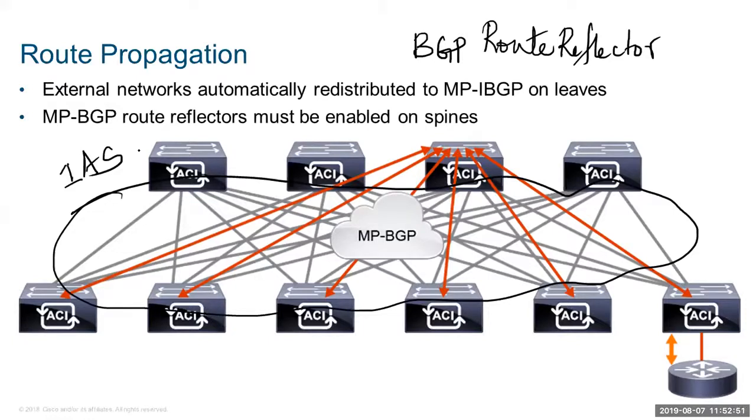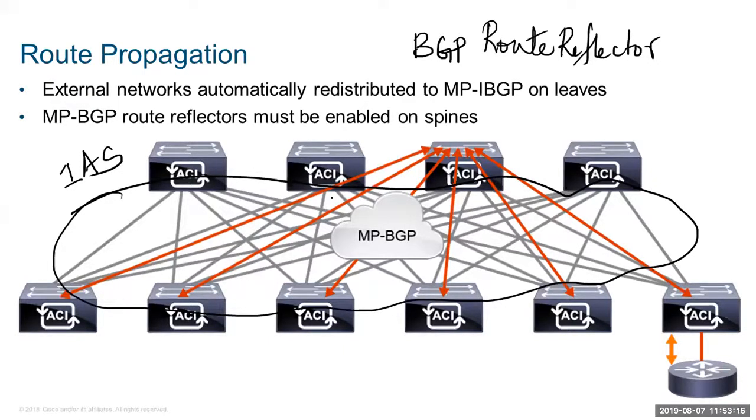The only thing I did in the GUI was I selected my spine and said become a route reflector. Now, as soon as I did that, of course, it enabled BGP on the spine, made the spine the route reflector. It also enabled BGP on all my leaves. Every leaf becomes the route reflector client. And it starts exchanging BGP.